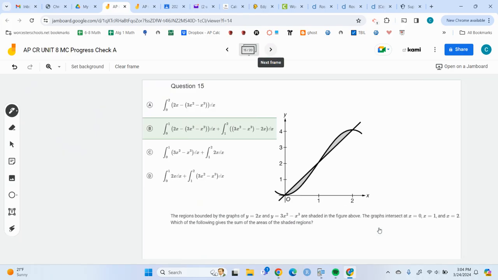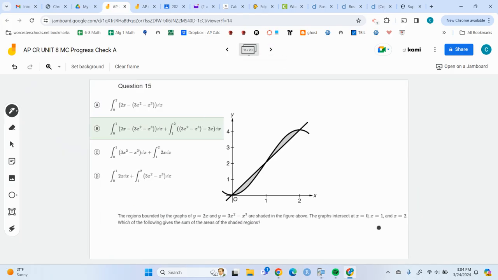C. All right, this one here, the region bounded by these graphs. So y equals 2x is this one. So 2x, and then I have this cubic here, 3x squared minus x cubed. They intersect at 0, 1, and 2, which gives the sum of the areas.